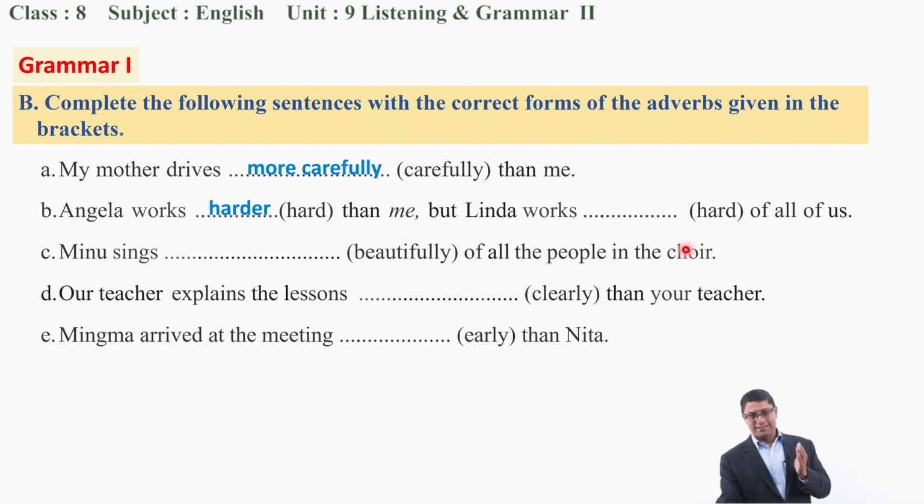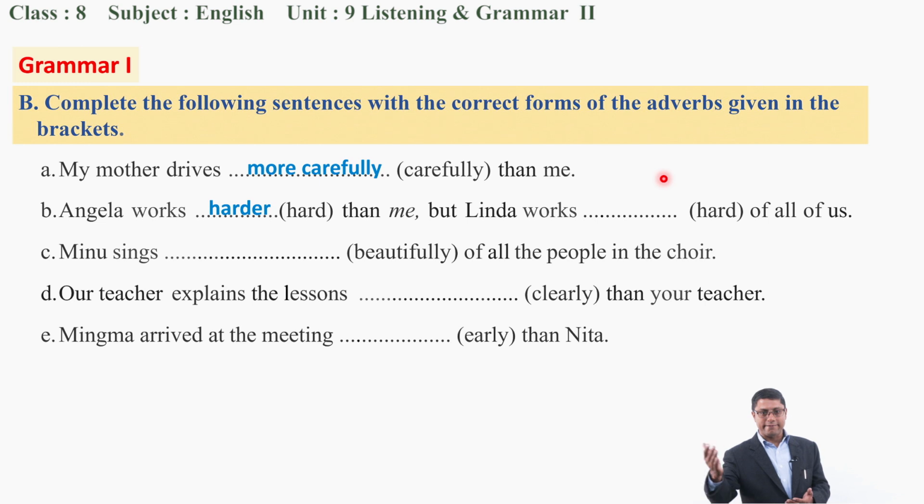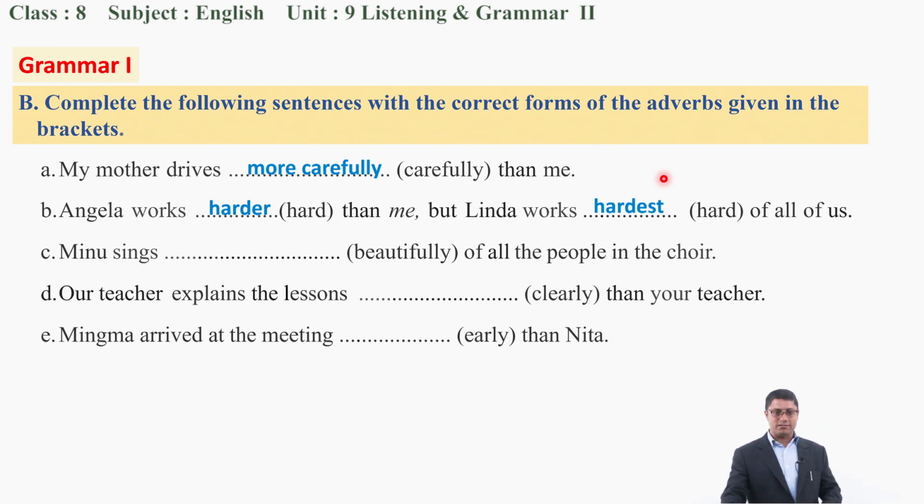And later, look at there, but Linda walks of all of us. So here see, all of us means it's compared to all. That's why you have to use, very good, the superlative degree. And what's the superlative degree of hard then? Okay, it's hardest. Very good. Well done. Now let's move on to C.